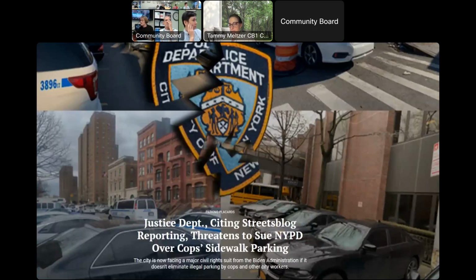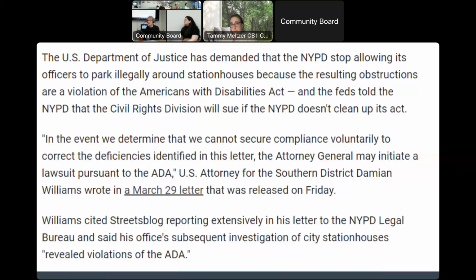Anyway, next, but that wasn't the last group. The Justice Department came in, and actually their letter preceded the DOI report by about a week, but it wasn't released until about a week after the DOI report was. And they are looking at NYPD and sidewalk parking. They're going after the problem of blocking the right of way for people with disabilities. Because of course, the feds are trying to enforce the Americans with Disabilities Act and are threatening to sue New York City and the NYPD. So that's what this story is, hence the focus of this particular resolution.